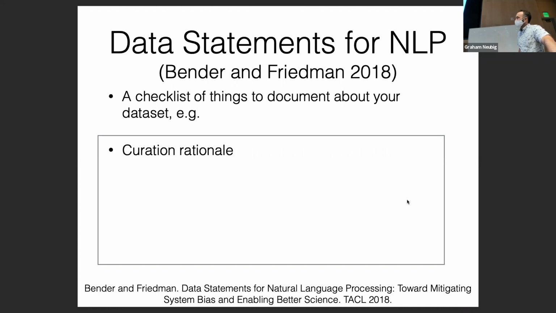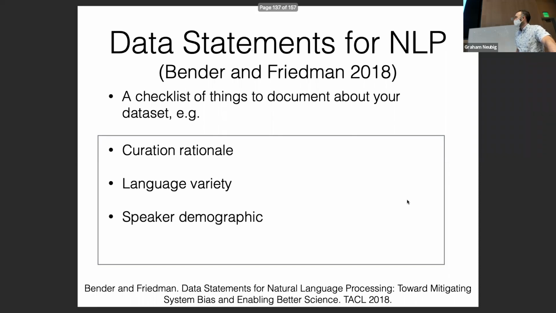One is curation rationale. Why did you make it in the first place? Another one is language varieties. So what language is it? What dialect is it? Where did the people come from? Speaker demographic, what demographic did people come from, what gender, what ethnic group, etc. Annotator demographic, who annotated the data.